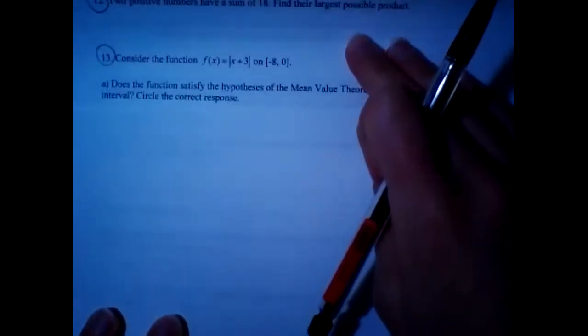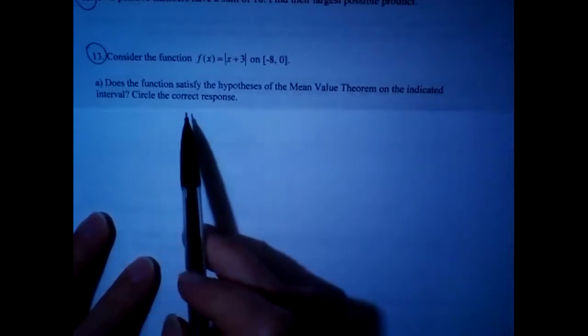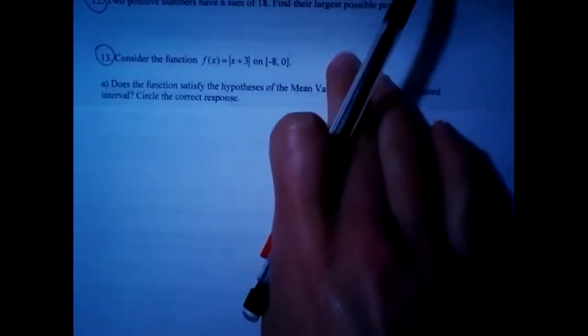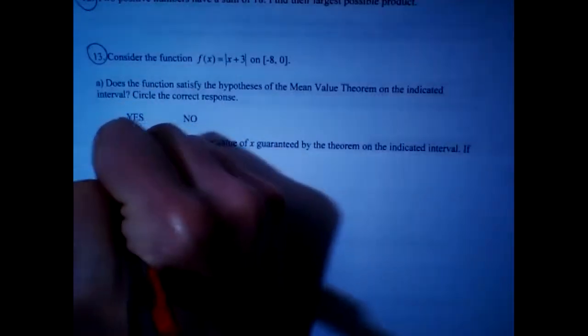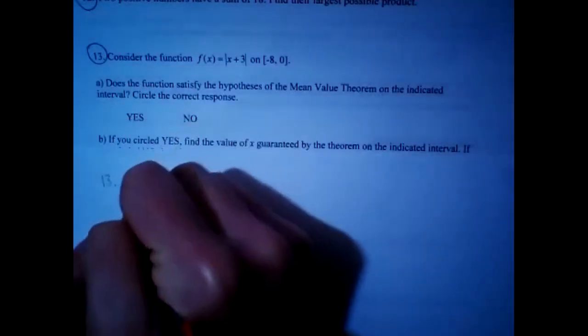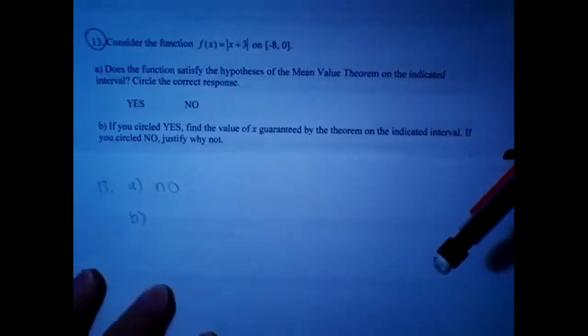All right, number 13, consider this function on -8 to 0. Does this function satisfy mean value theorem on the indicated interval? Circle the correct response. Well, I'm not going to write on the paper so I can reuse this with my other class, but that would be a no. And letter B is if it's yes, do the problem. If it's no, say why not.